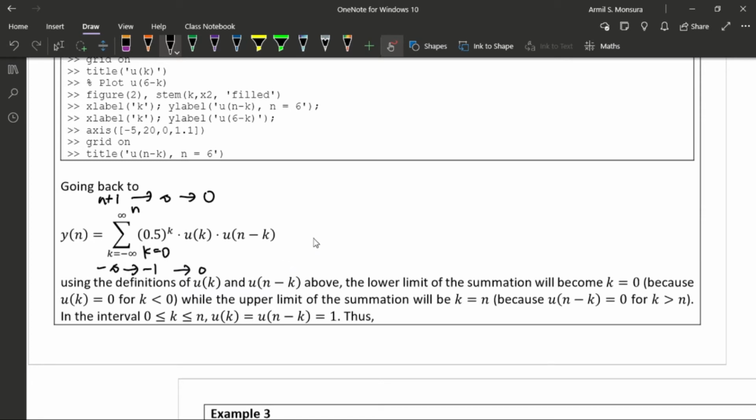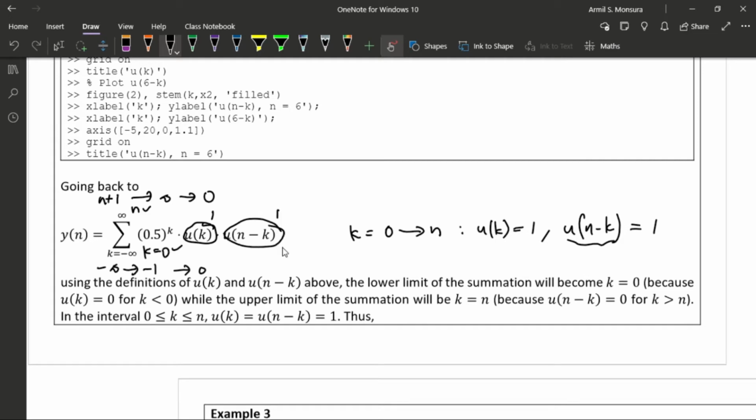Okay, so if your k is from 0 up to n, your u of k is equal to 1, because p is positive. While your u of n minus k is also 1, because this is 1 when k is less than n. So it will also be 1. This means the limits of our summation will be replaced with 0 to n, and at those values of k, these factors will be 1.